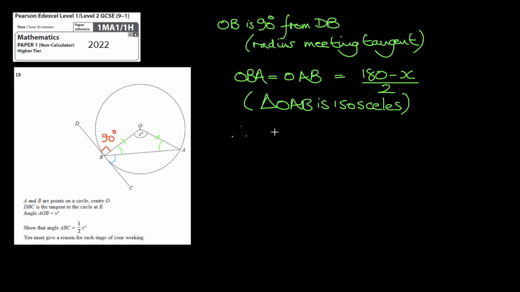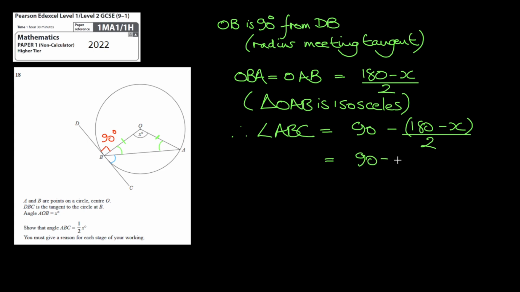So therefore, the angle ABC, which is the angle we want to find, is 90 minus OBA. So, dividing both these terms by 2 and dealing with the negative sign outside the front, we get 90 minus 180 divided by 2 is 90. Minus times minus is positive, and this will be x over 2.